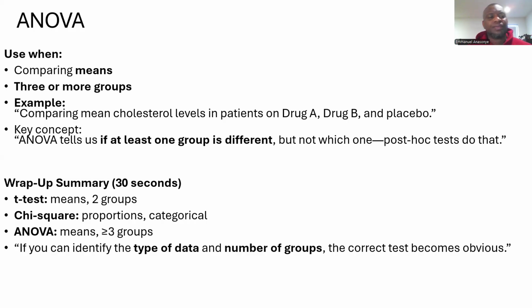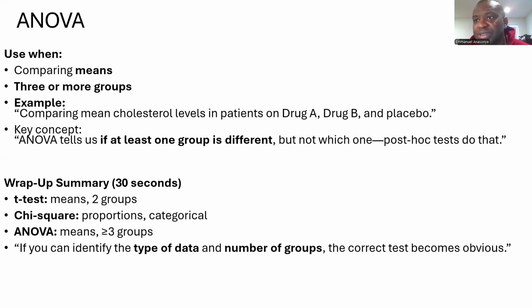Wrap-up summary. For the t-test, remember, the same group is the paired t-test and different groups is the independent t-test. So the t-test measures two groups, with the paired and the unpaired t-test. Chi-square is for proportions and categorical data, not for continuous data. ANOVA is for means, but it has to involve three or more groups. So if you can identify the type of data and the number of groups, the correct test becomes very obvious. These are the keywords.